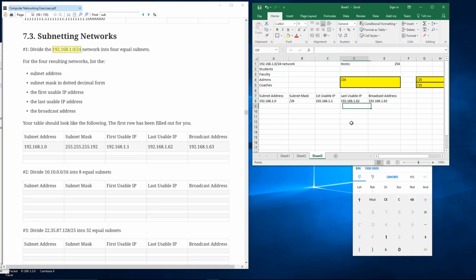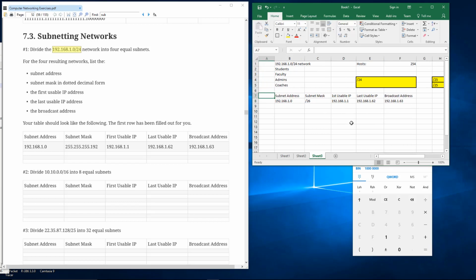Okay, so how do I start my next subnet? I know I need 4. I'm just going to copy these down. This is hypothetical. So we're going to put students on the first one. So where do I start the next one? Well, I just add 1 to the last broadcast address. 192.168.1.64 is where I'm going to start.